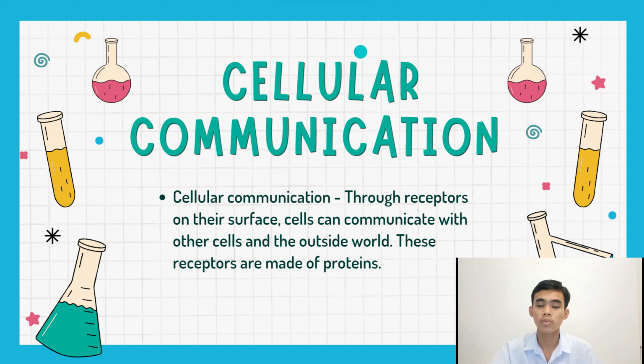Number 4, cellular communication. Through receptors on their surface, cells can communicate with other cells and the outside world. These receptors are made out of proteins. So, proteins have various importance and include helping communication in the body, such as kinases, which help to transmit signals from one cell to the other by adding or removing phosphate groups from other proteins, and G proteins, which play many different roles in signaling pathways that regulate various bodily functions.